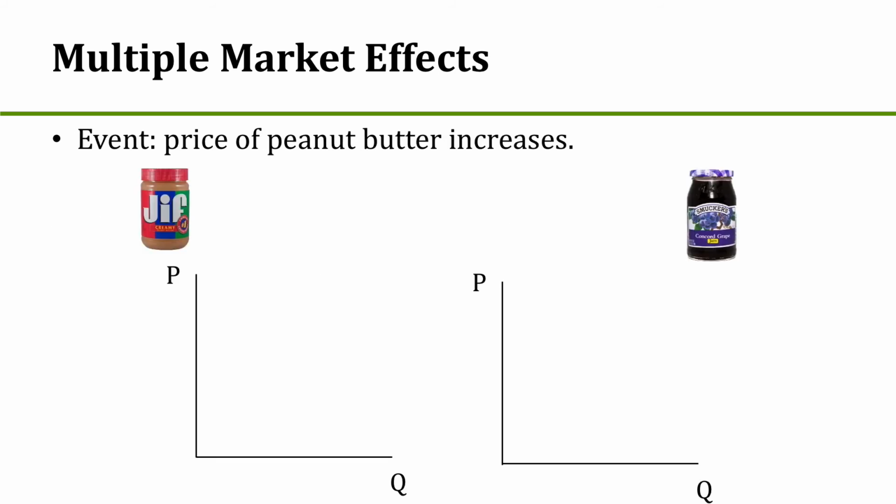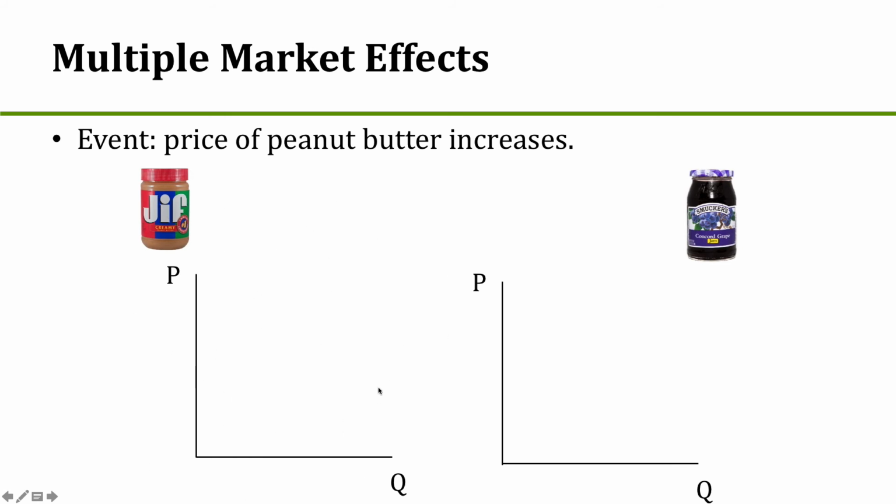For example, let's take that easy example, the relationship between peanut butter and jelly. Now, the event is that the price of peanut butter increases. First of all, we will try to analyze what happens in the peanut butter market.